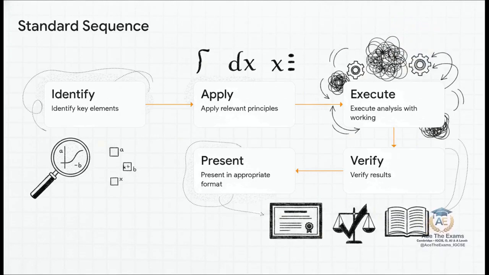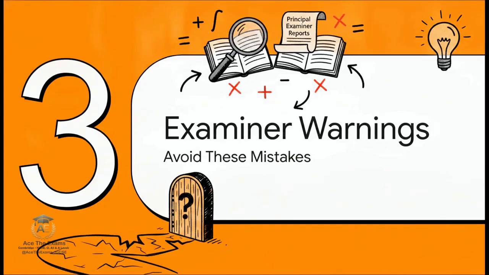And finally, present your answer in the appropriate format. If you follow this exact sequence, you are practically handing the examiner a fully optimized, bug-free roadmap to give you full credit. But even with a stellar process, candidates still fall into hidden system traps.